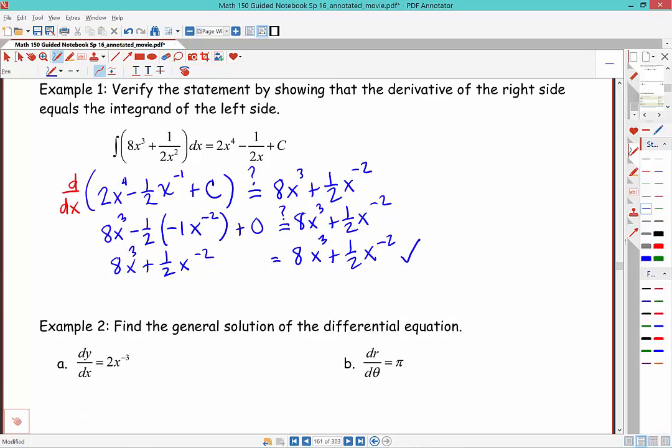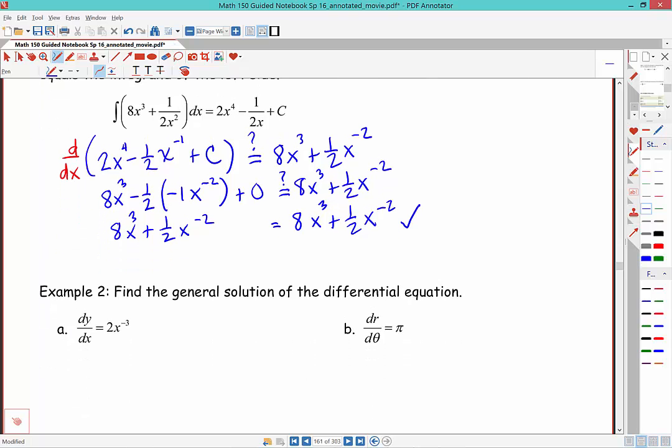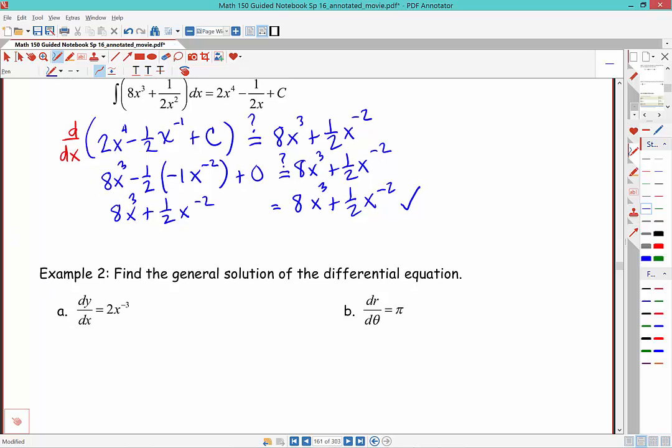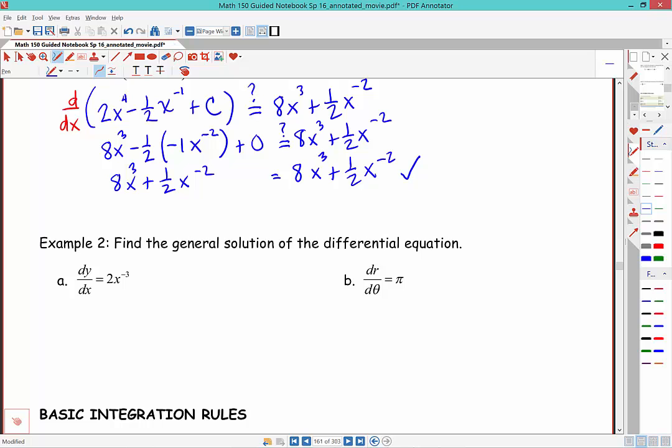Good so far? So basically, what does that mean? You can always check your work. You can check that you got the correct antiderivative by differentiating your result and seeing if you get what's inside the antiderivative, or the integral.